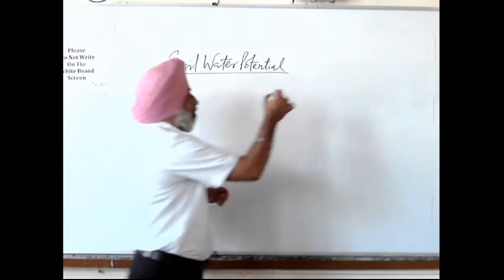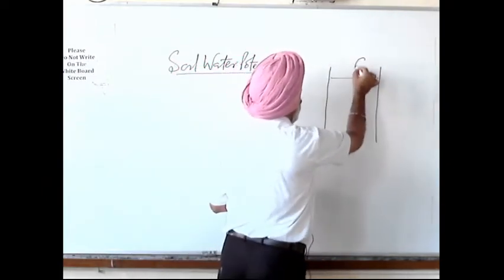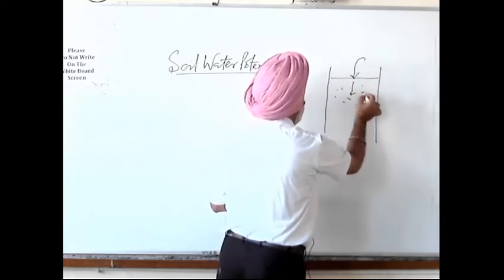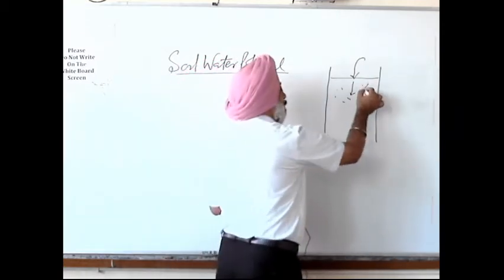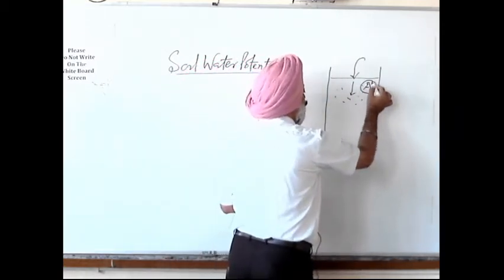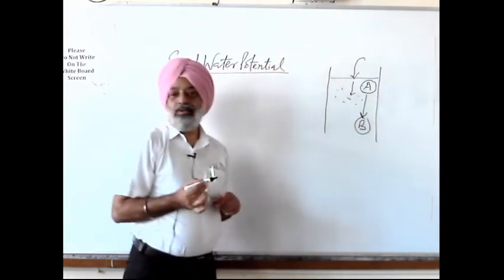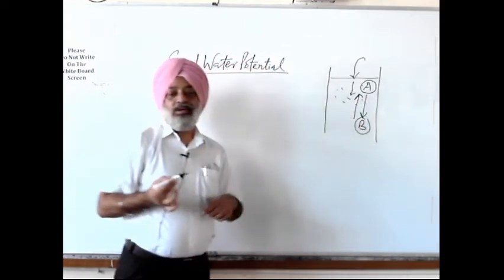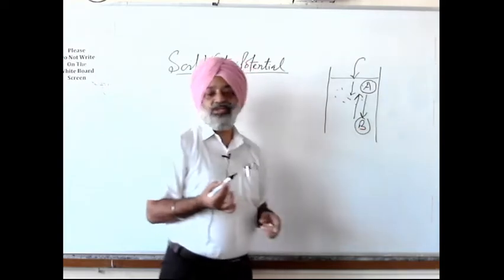Basically, if I ask this question, that this is the soil profile and water is entering in this soil, once it enters the soil, the question is, will water move from A to B or B to A? Now, as a layman, everybody will say water will move from A to B, but this is not true.